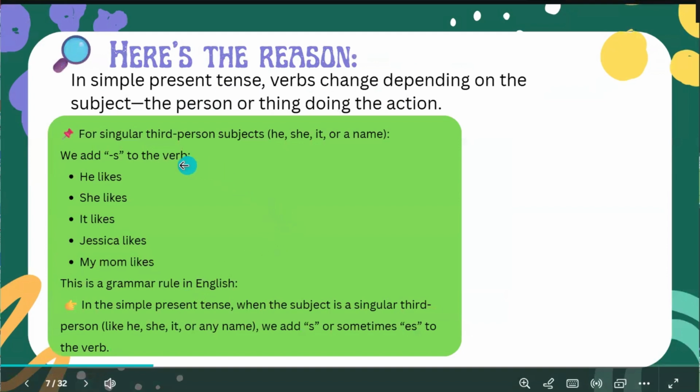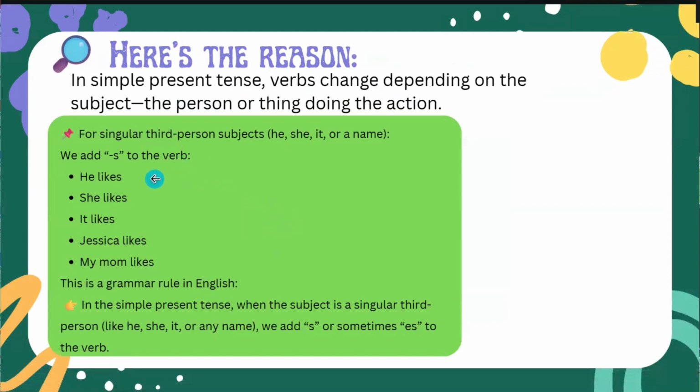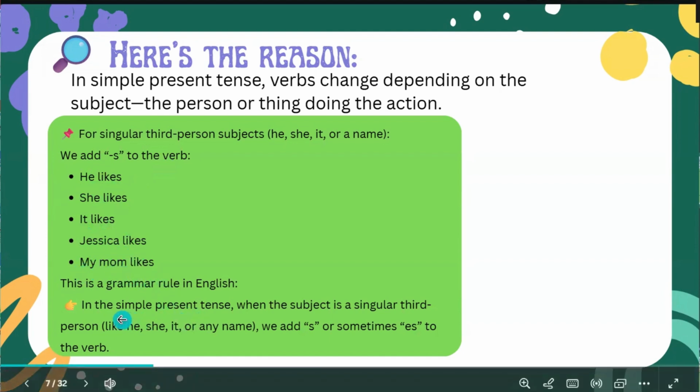On the other hand, kapag singular subject naman ang ating pinag-uusapan tulad ng he, she, it, or a name ng isang tao, we will add S to the verb tulad ng he likes, she likes, it likes, Jessica likes, my mom likes. So in the simple present tense, when the subject is a singular third person like he, she, it, or any name, we add S or sometimes ES to the verb. So hindi lang S ang dinadagdag natin, sometimes yung verb kailangan din ng ES. So we will discuss more about this.